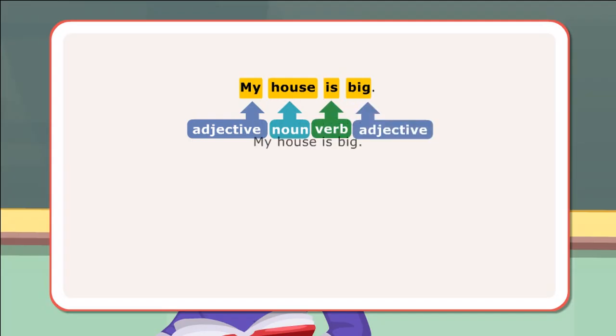The first letter of each sentence must be capitalized. Example, M in my, the first letter of the sentence. One punctuation mark is essential in a sentence, that is full stop, question mark, or exclamation mark used at the end of a sentence. Example, full stop at the end of the sentence, my house is big.